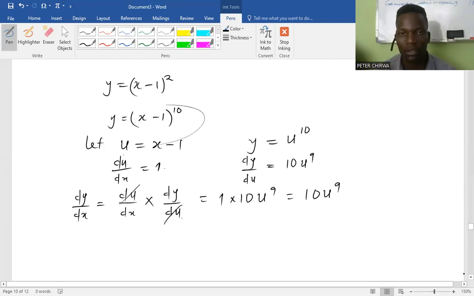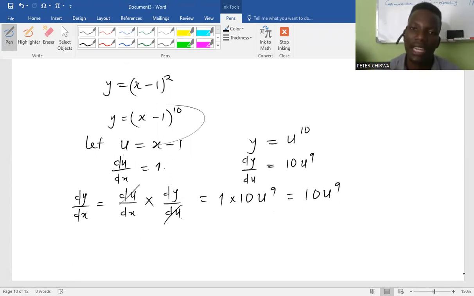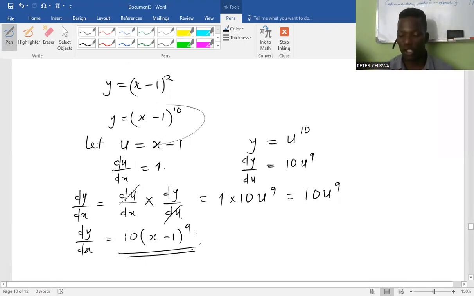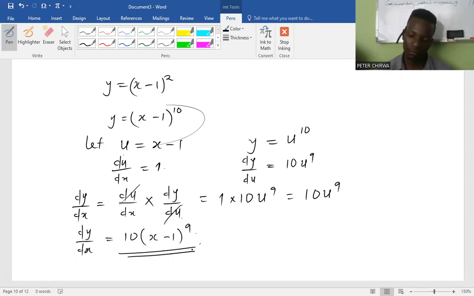Now remember that we had made an assumption of letting u be equal to x minus 1. So we reverse that assumption by putting x minus 1 back in place of u. So we're going to have 10 open bracket x minus 1 close bracket to the power 9. This is how you get to apply a chain rule, a function of a function.